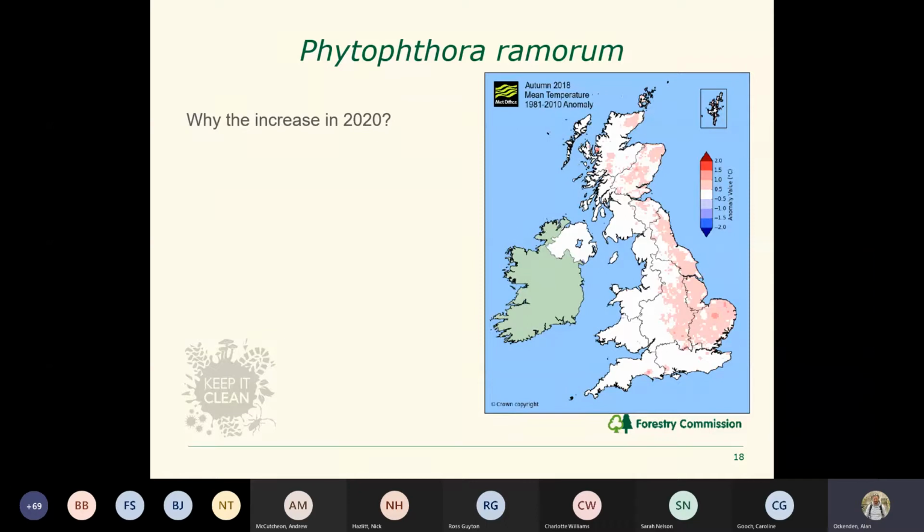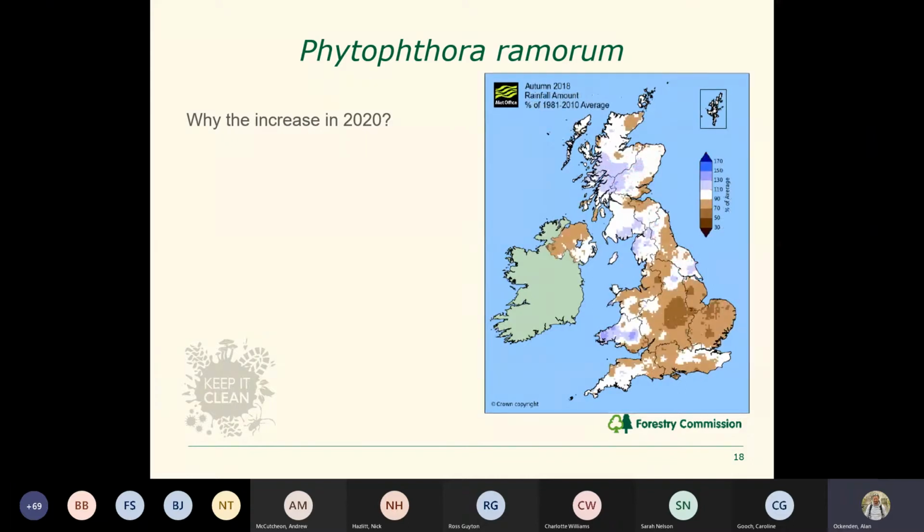So we'll look at autumn averages for temperature and rainfall for GB, particularly focusing in on England though. So autumn 18, a little bit warmer than normal, but nothing significant. A little bit drier than normal for most areas and significantly drier for some. So autumn 2018 wasn't that conducive in the context of ramorum.